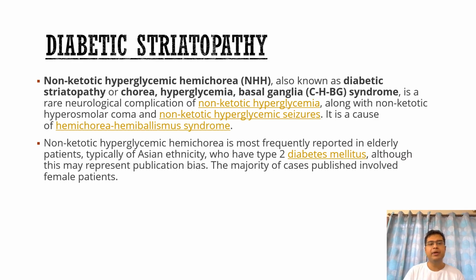So what exactly is diabetic striatopathy? Diabetic striatopathy, also called non-ketotic hyperglycemic hemichorea, is a rare neurological complication of non-ketotic hyperglycemia. So when the RBS was checked for this female, it was about 250. So it was very high, and she was unaware of this condition, and hence was not on any medication. Along with a non-ketotic hyperosmolar coma and non-ketotic hyperglycemic seizures, it is a cause of hemichorea-hemiballismus syndrome.